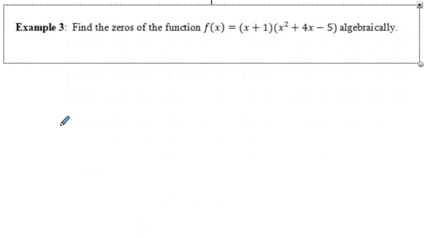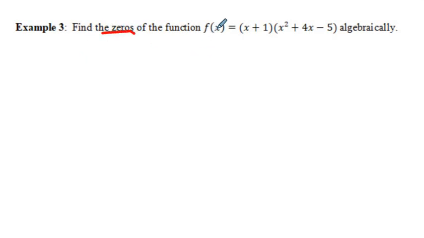All right, let's move into a new example. This time it's asking us to find the zeros of the function f of x equals x plus 1 times, and then we have a whole trinomial here in parentheses, x squared plus 4x minus 5, algebraically. Now, we're given essentially 1 zero here, x plus 1. We know that we're going to have a 0 at x equals negative 1, because when this is negative 1, this whole thing is going to evaluate to 0.